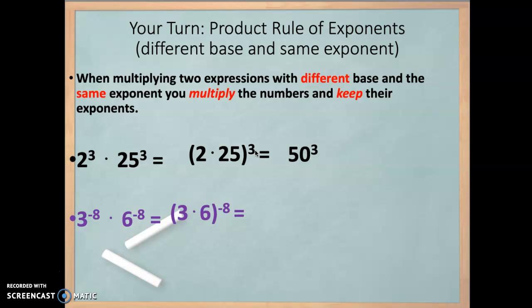In this case, I will go ahead and have 3 and 6. They are not the same base, but they do have the same exponent. So I will be multiplying those bases. 3 times 6 is 18, and negative 8 as the exponent stays.